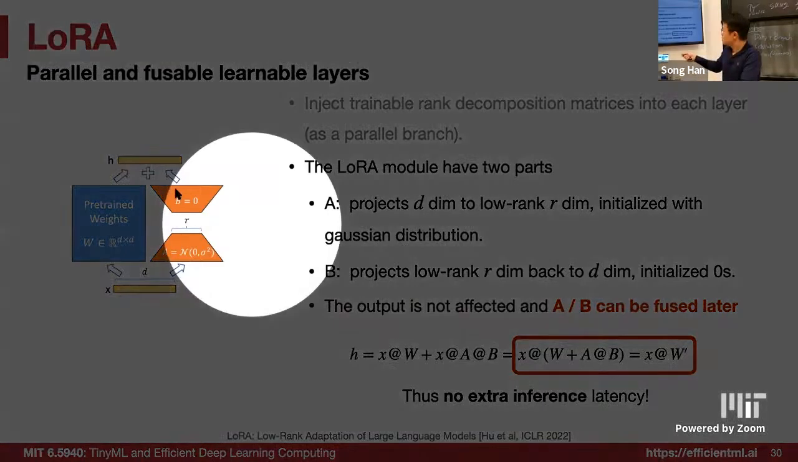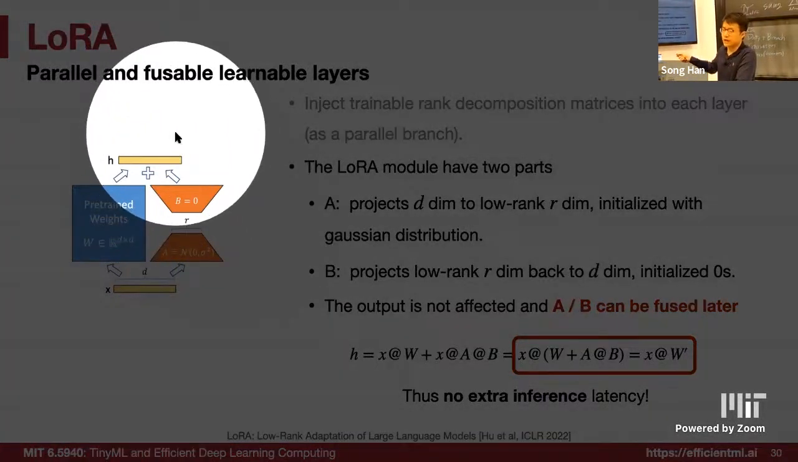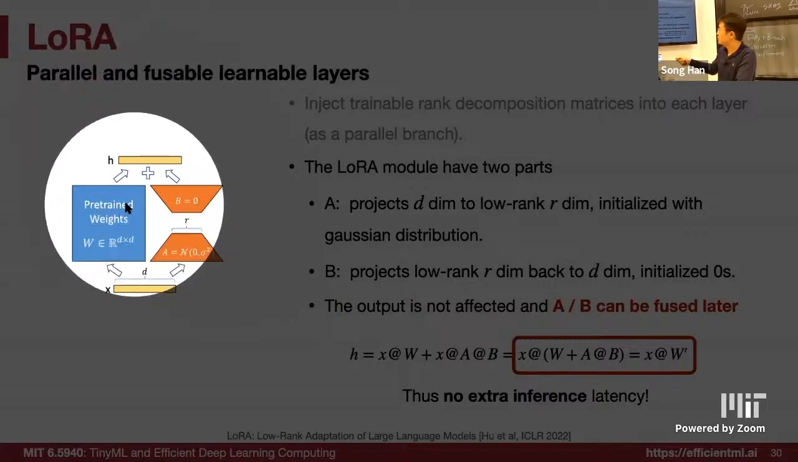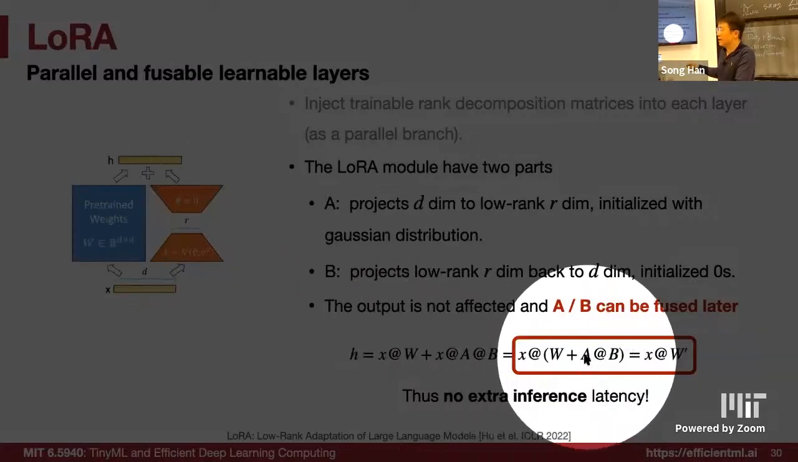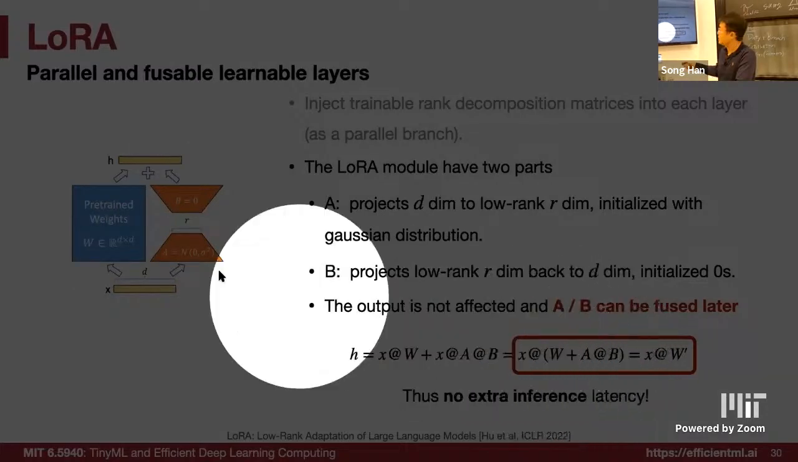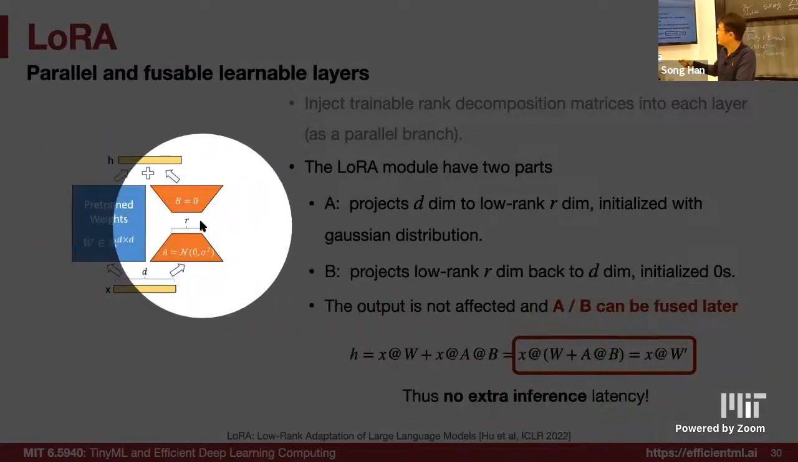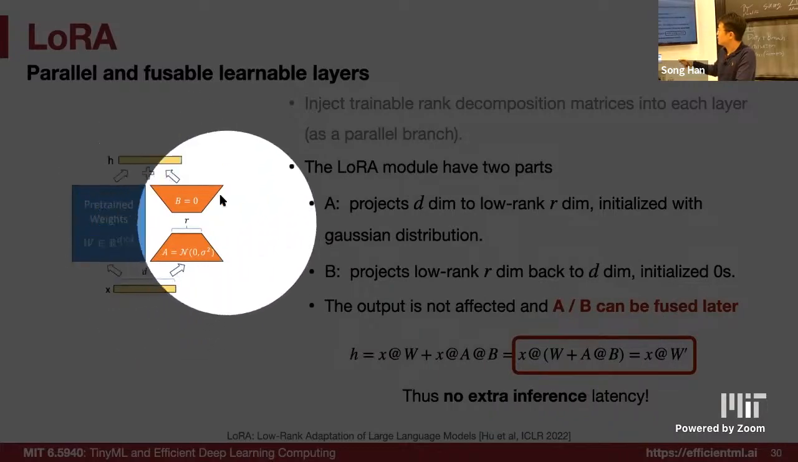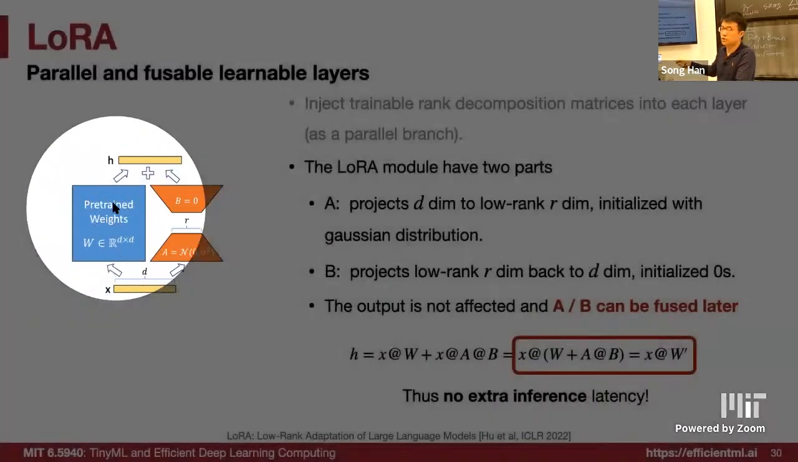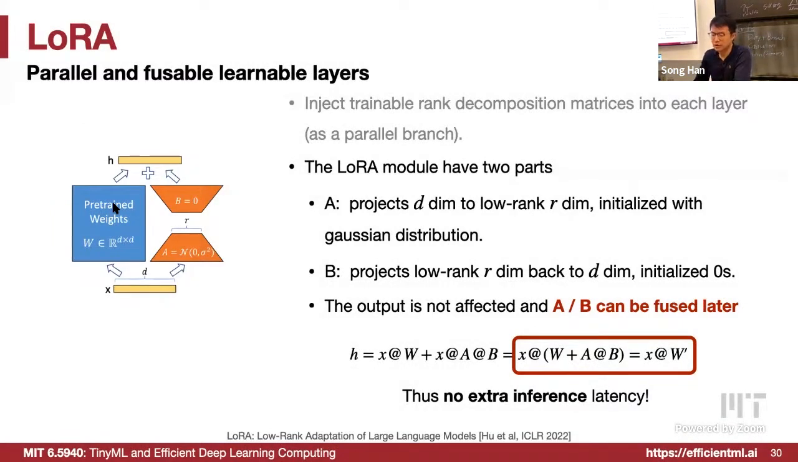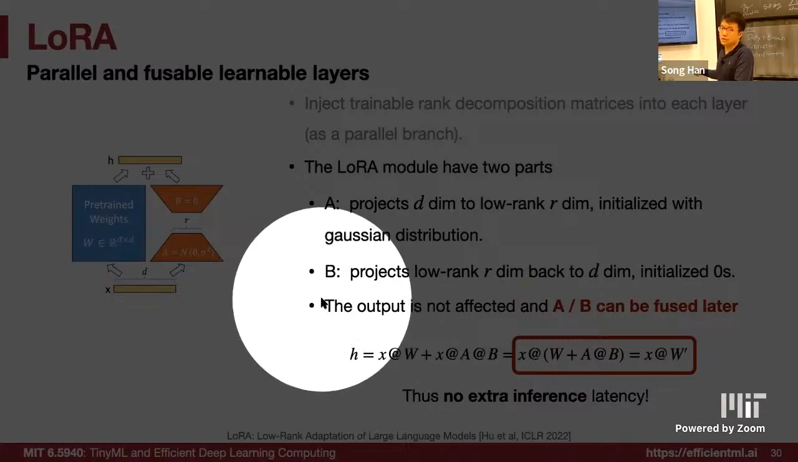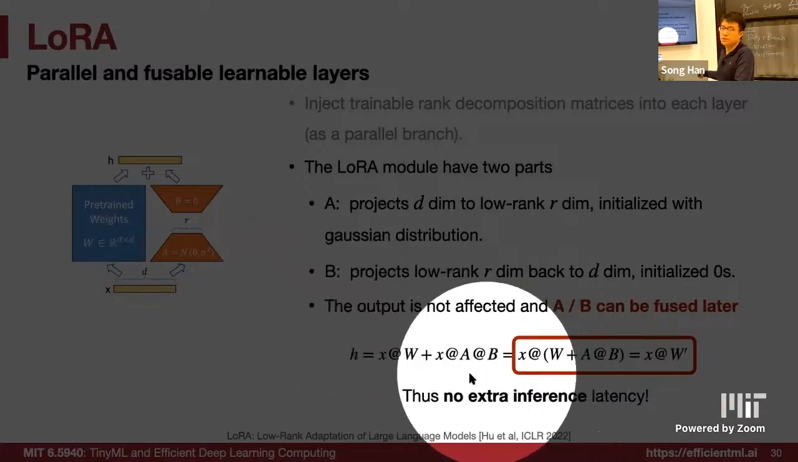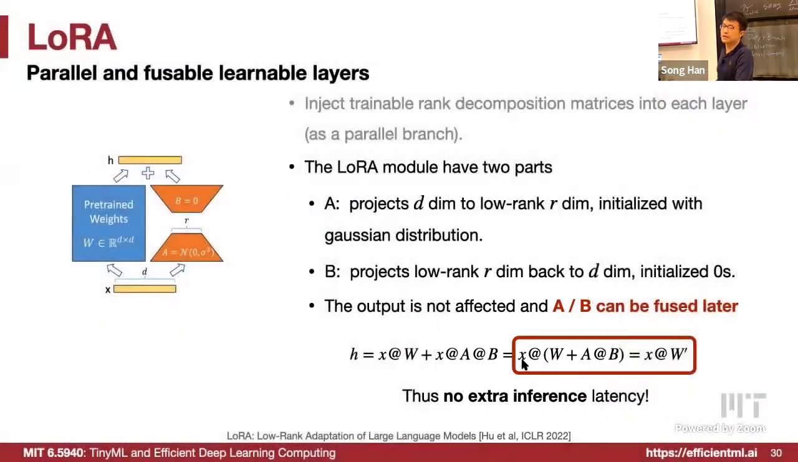So A and B, these two side branches, at inference time can actually be folded into the main branch. Okay, so W plus A times B can be folded together. And since there's no activation function right here, you can fold this side branch into the original branch. So the dimension of the new W is the same as the original W. So there's actually zero extra latency incurred by using the LoRA approach.